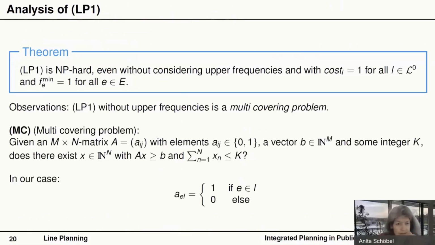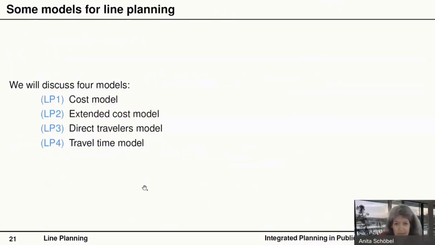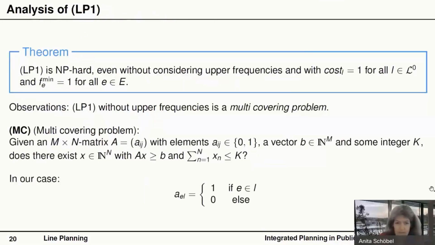So now we can analyze this problem, and I'm not going into detail here. First of all, it's interesting to see that it is one of the hard problems. If you have a lot of lines, then it gets slow to compute. That's what I already said: if the line pool is too large, then the algorithms will get very slow. And interestingly, from a mathematical or computer science point of view, the problem is strongly related to something which is known very well and which is called the multi-covering problem. If you have no upper frequencies, then you can solve it as a covering problem, which is a good basis for designing algorithms.